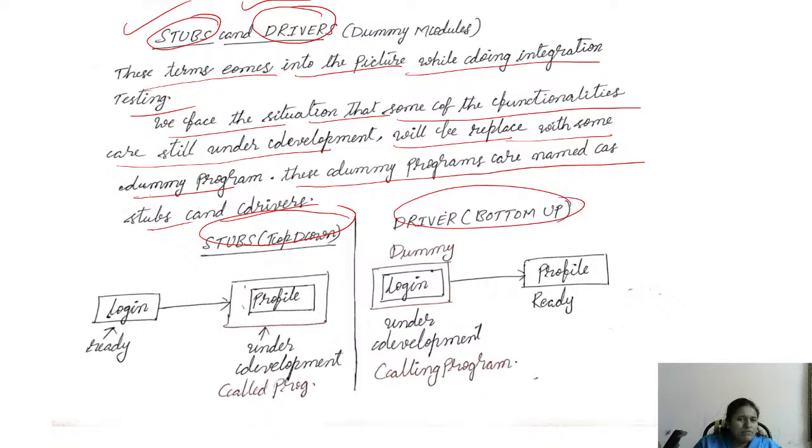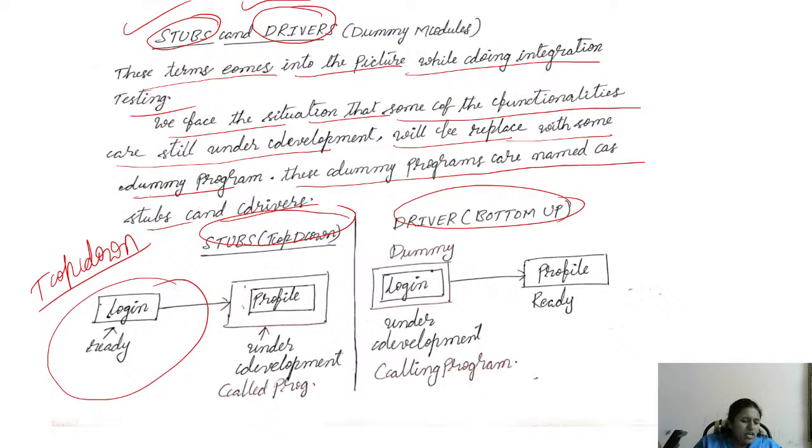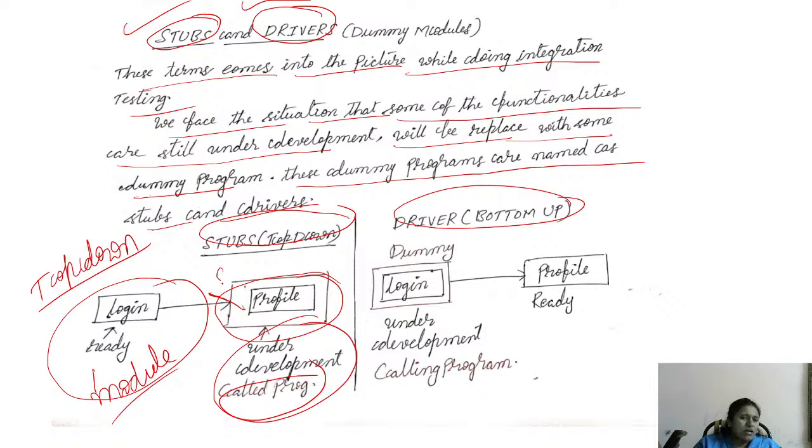Where will we use stubs? In the top down approach. In the top down approach, top level modules are ready, but the down level modules are under development. These programs are under development. That's why we are using some dummy modules in the down modules. Those are called stubs.